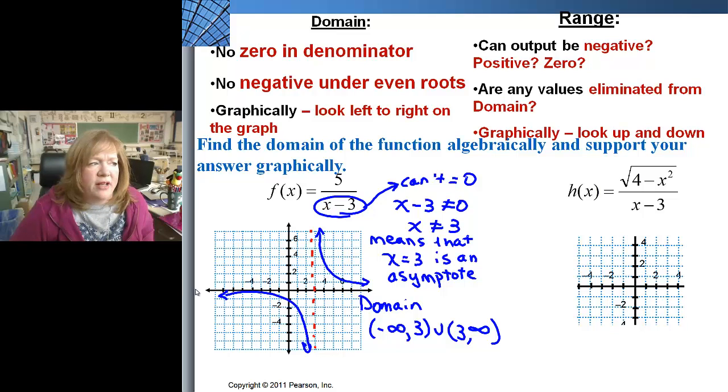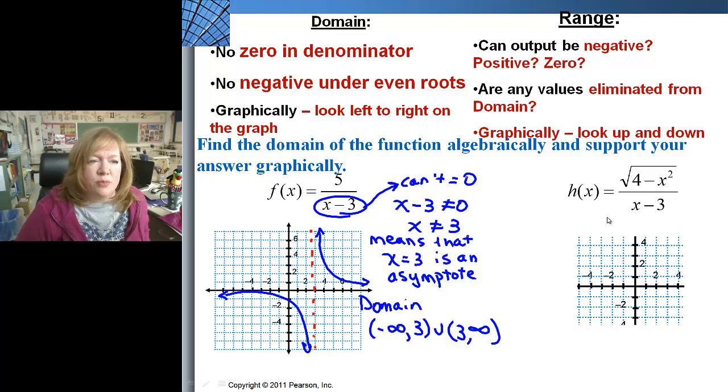Do you notice how if I look graphically all the way across, I have a graph, graph, graph, graph, graph, graph, graph, no graph, graph, graph, graph, graph, graph. You see how that works? There's graphs everywhere except x equals 3. It jumps over that value. So that also clues you into the domain.